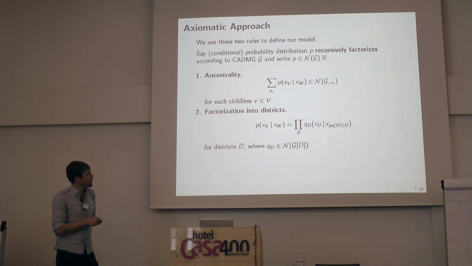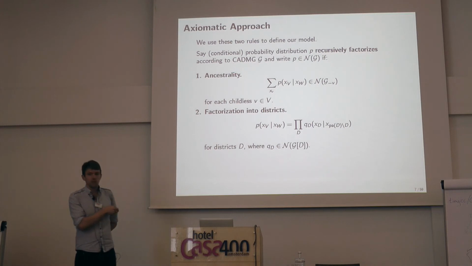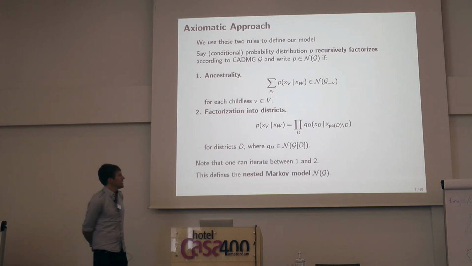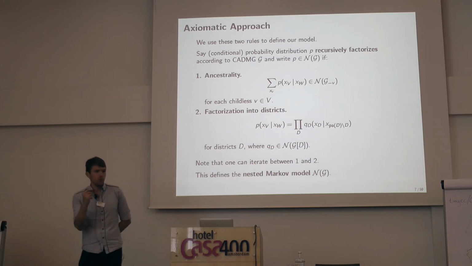And then note that I can iterate this process because I might say, well, first factorize it into districts, and then I get a piece which corresponds to a new smaller graph, and then maybe I could apply this again and remove one of the vertices which is now at the bottom of my new graph. So any distribution which satisfies these properties is said to be in the nested Markov model for the graph G.